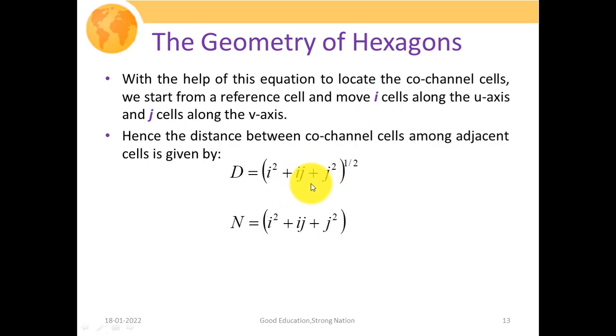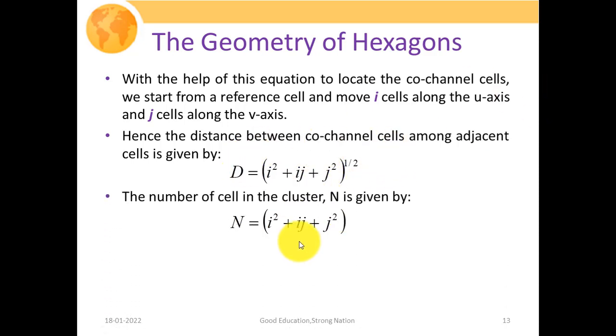In order to evaluate the actual cell distance, we have to multiply it with the proper scaling factor, whereas n represents how many cells reside in the cluster. That is equal to i square plus ij plus j square. So this gives us the total number of cells that lie inside the cluster, and a cluster, as we have already described, is the combination of cells which have different frequency bands. So the number of cells in the cluster n is given by this equation.